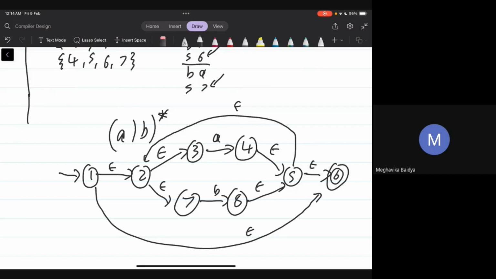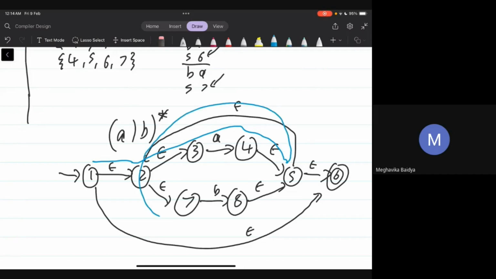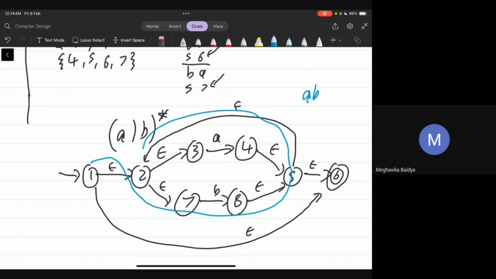So, for example, it comes like this, goes to A, comes back, then from here you go back here, and then it goes to B, so you get AB. Or you can also have BA, right? You can come like this and go like this and come back, so you get BA. Okay, got it.